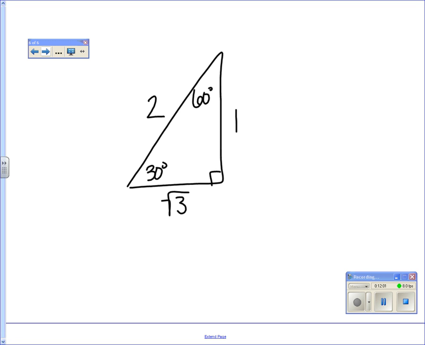Do you notice that the square root of 3 and the 1 aren't always necessarily on the bottom or on the side? Why not? The 30 degrees is now down here and not up here. Does that make sense? The 2 is always the hypotenuse. Any questions on that one?